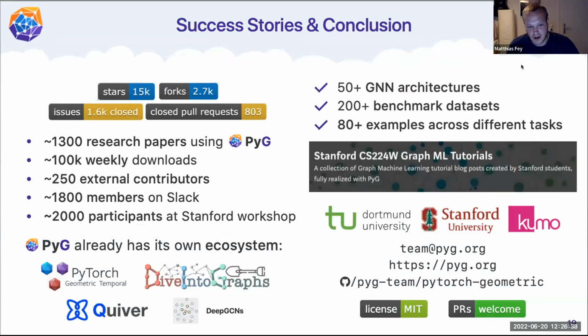So overall, PyG has been a great success so far. I really appreciate all the support and thanks for all your contributions and issues and so on. It helps the library tremendously. Importantly, PyG already has its own ecosystem, so that's pretty cool to see. So there exist extensions to perform temporal learning. There exist higher level libraries to make it easier to use. There exists a library for distributed training and so on.